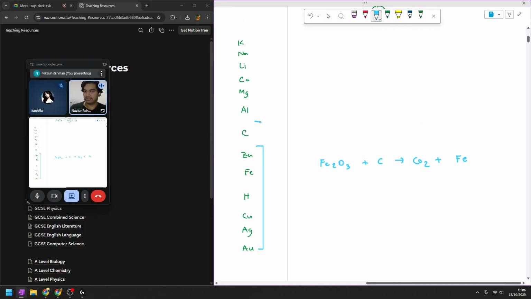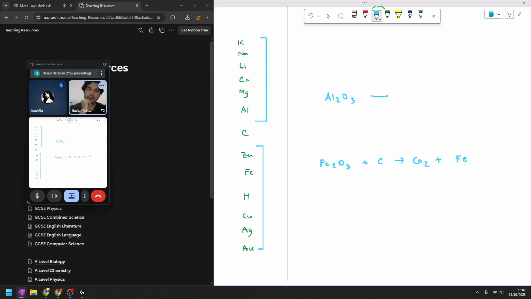But of course, carbon can't displace anything more reactive than itself. So carbon can't be used to extract any of these metals. If you have aluminium oxide, reacting with carbon wouldn't work because carbon is less reactive than aluminium. So for metals like this, we would need to use electrolysis. When you're trying to extract potassium, sodium, lithium, calcium, magnesium, that's when you have to use electrolysis.